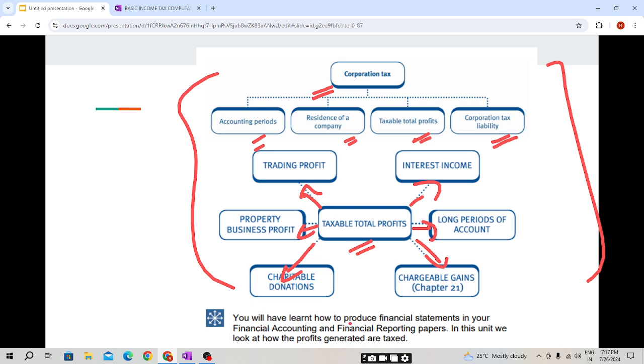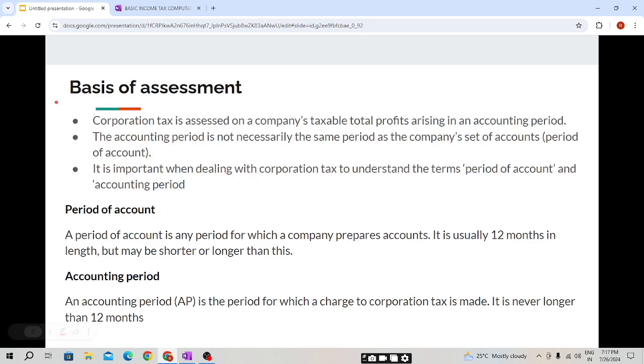You will have learned how to produce financial statements in your financial accounting and financial reporting papers. In this unit, we look at how the profits generated are taxed. We have already studied in our financial accounting or financial reporting paper how to prepare the accounting books, but in today's session, we will be studying the tax rules for corporations, the big corporates. So students, now we will be starting with the basis of assessment.